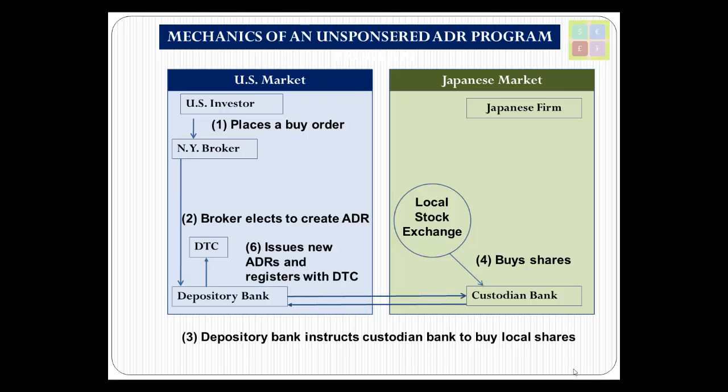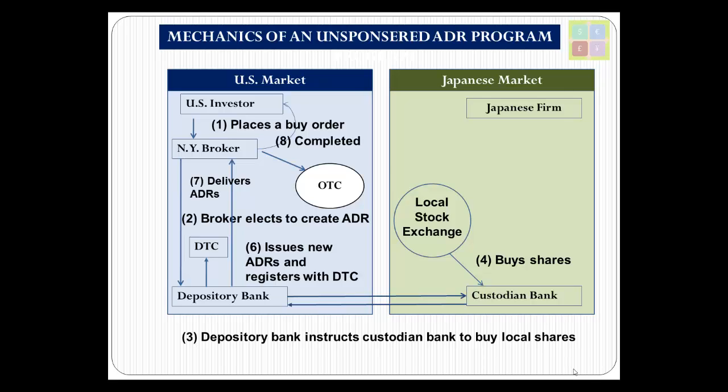In step number 6, the depository bank issues new ADRs and registers them with the Depository Trust Corporation. Step number 7, the depository bank delivers those ADRs to the United States brokers. The US brokers sell those shares to investors, and thus a buy order is completed in step number 8. These shares are traded only over the counter. They are not traded on the New York Stock Exchange or NASDAQ.